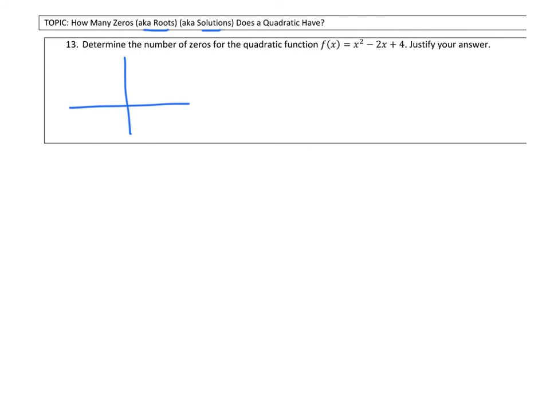So what I did was I went ahead and graphed this parabola in my calculator and made a sketch of it, and I can clearly see that it never crosses the x-axis. So I would say that it has no real zeros.